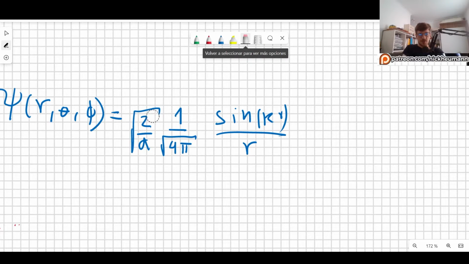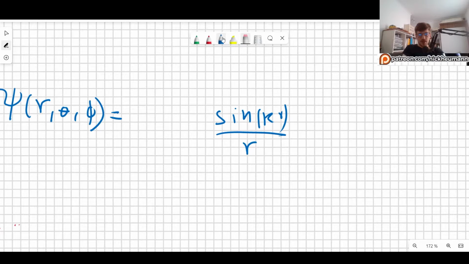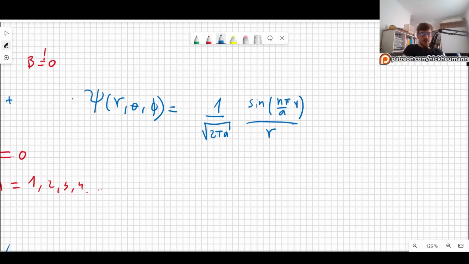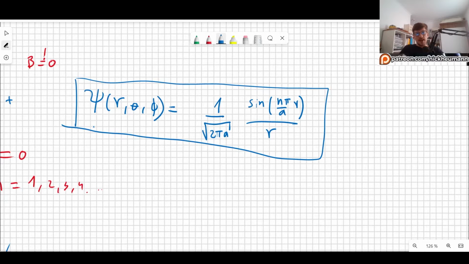And then we can simplify a little bit here. So the 2 cancels out. So we get 1 over the square root of 2 pi a, and sine of kr. But okay, what is k? We can, of course, write what k is. So maybe I'm going to write it a little bit further up. So sine of, now k we said is n pi over a times r. So here we go. This is the wave function in the case of just L equals 0. So you can see that this is pretty straightforward, and this is of course the easiest case.